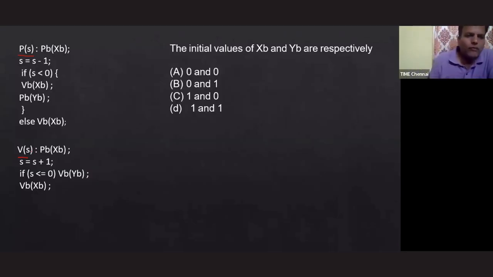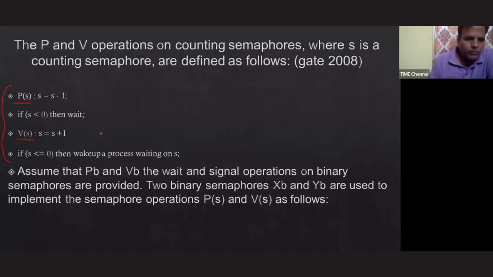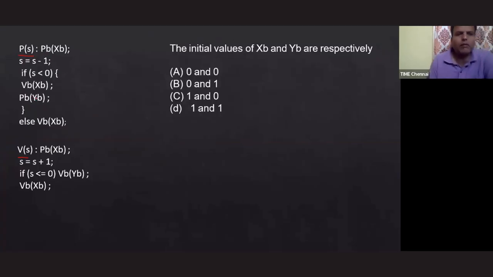See here, P of S and V of S. These two operations, if you observe, are counting semaphore operations, while PB and VB are binary semaphore operations. So I am implementing these two operations P of S and V of S by using the binary semaphore concept, where PB and VB are the down and up operations of binary semaphore, and XB and YB are the values the binary semaphores initially take. What is being asked is the initial values of XB and YB, respectively, such that it works exactly like a counting semaphore.